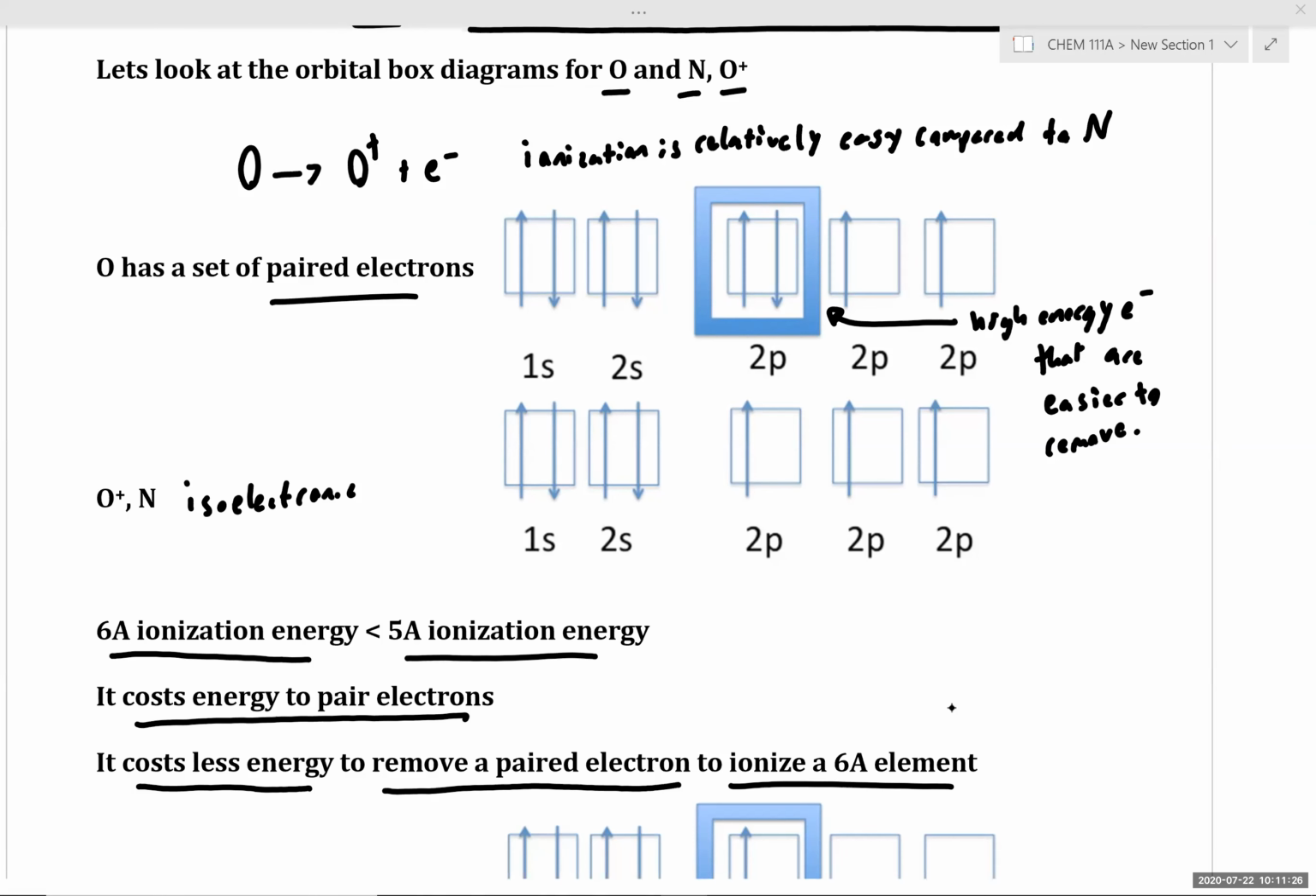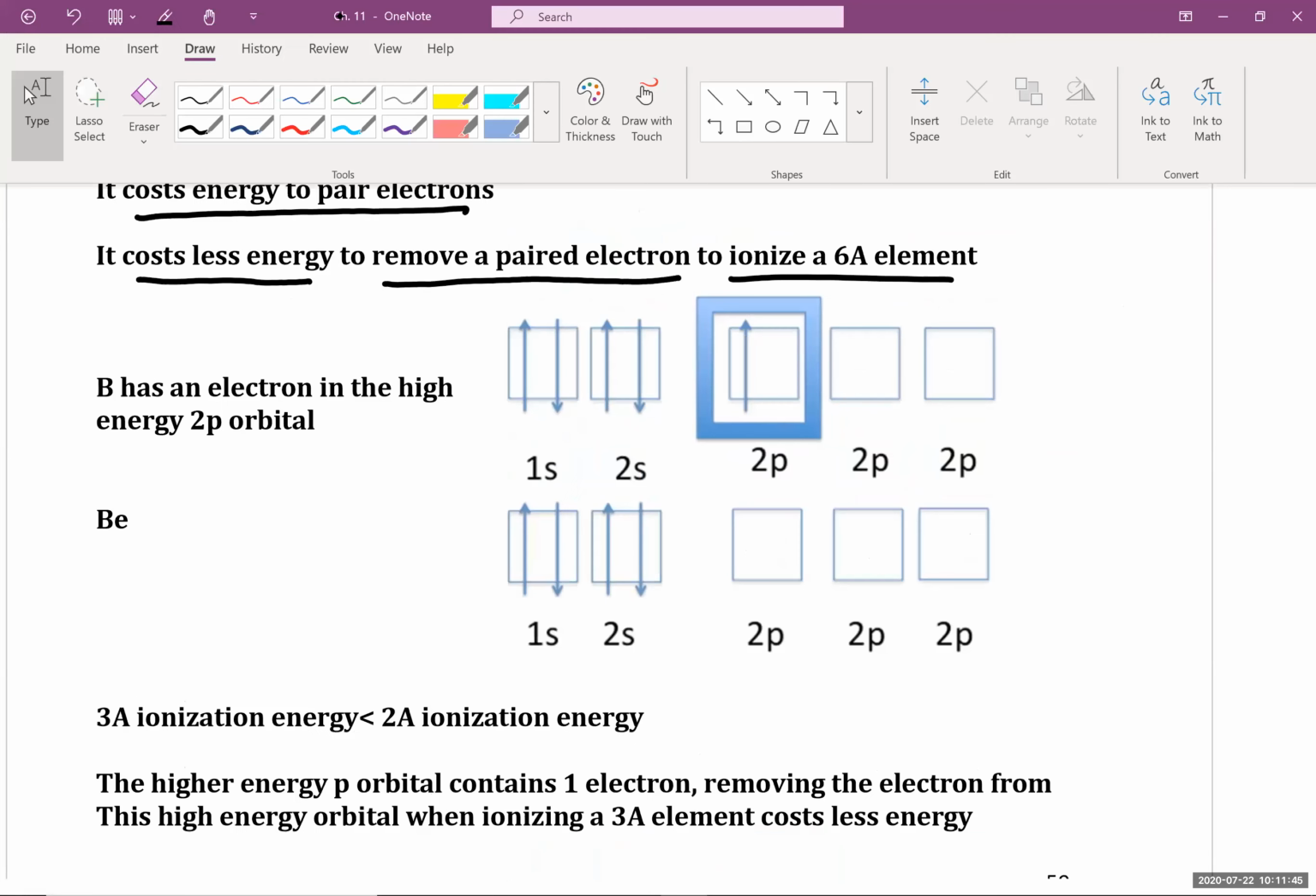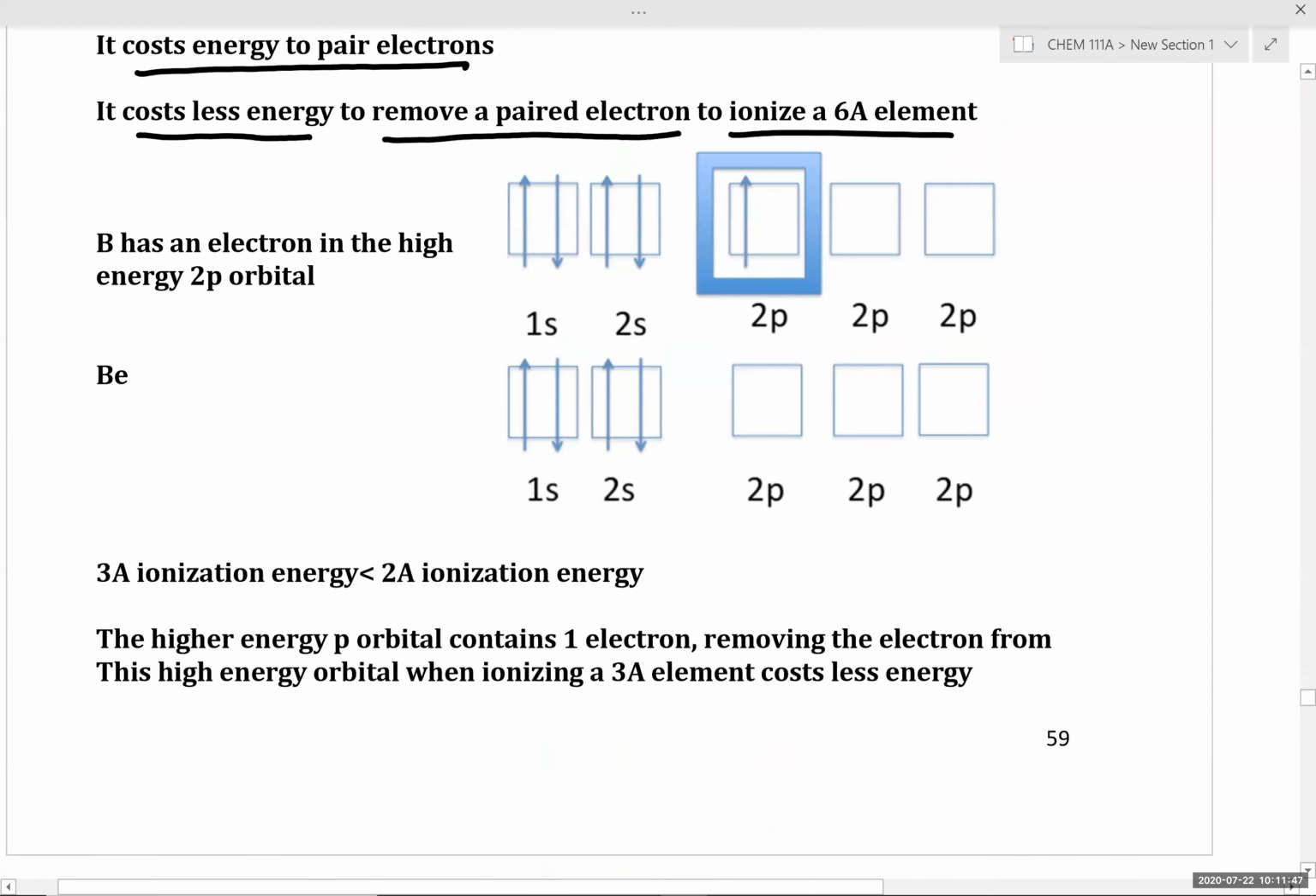We'll talk more about that. In terms of the electrons paired in the s orbital, there's another effect going on that mitigates this pairing energy penalty. We'll talk about that momentarily. Okay, so let's look at another effect.